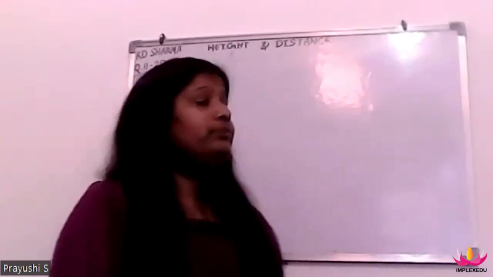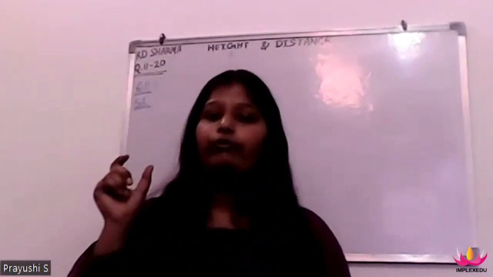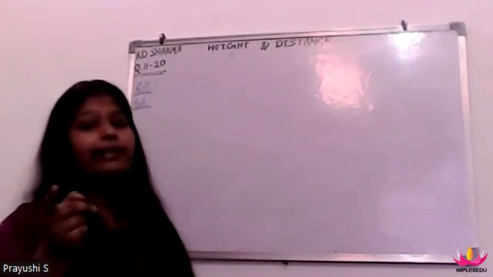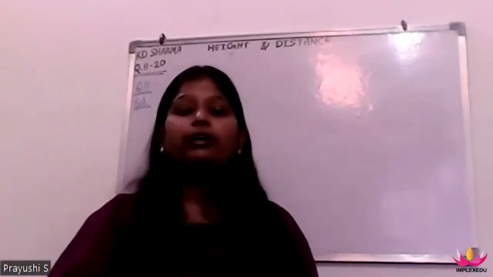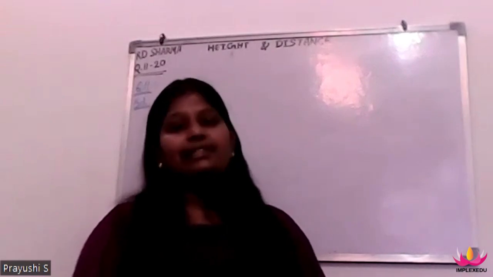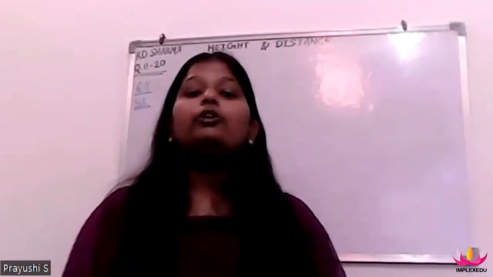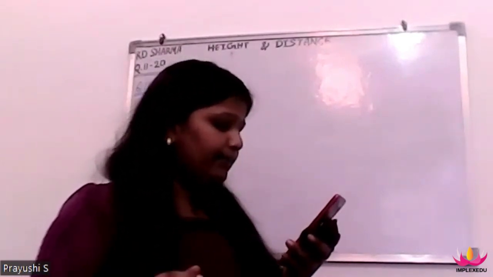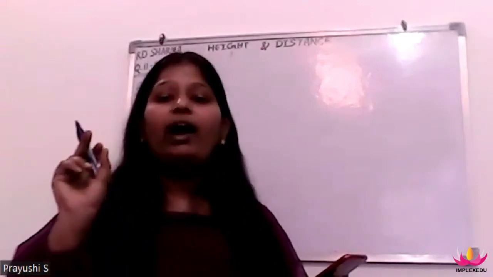Today we are going to solve the chapter Height and Distance, which is a part of Application of Trigonometry. We are going to solve questions 11 to 20 of R.D. Sharma's book. You can refer to your R.D. Sharma book so that you will have the whole question in front of you. Now go to page number 12.30, question number 11.